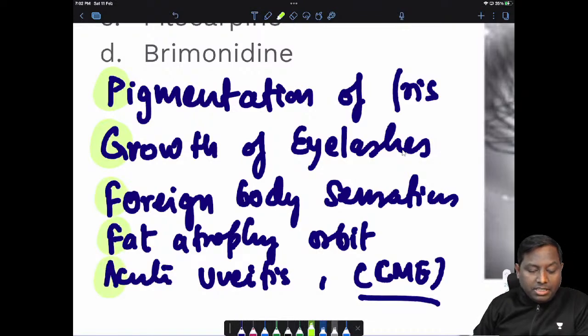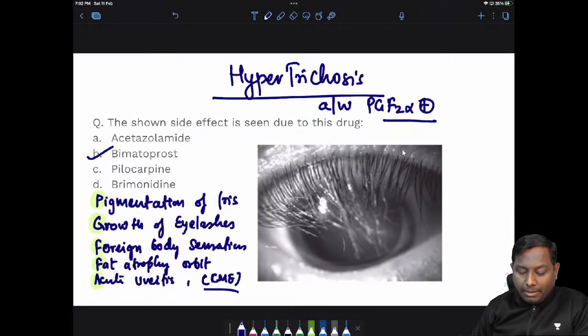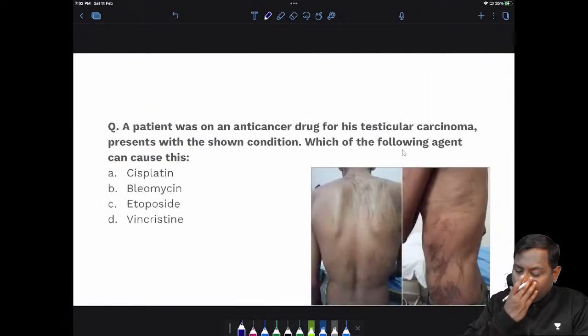ठीक है, so you can remember PGF2 alpha analog का side effect: PGF2 alpha का side effect will be PGF2 alpha. Very easy to remember, PGF2, right? Pigmentation of the iris, growth of eyelashes, जिसको बोलते हैं hypertrichosis, trichomegaly, foreign body sensation, and fat atrophy of the orbit leading to enophthalmos and acute anterior uveitis.